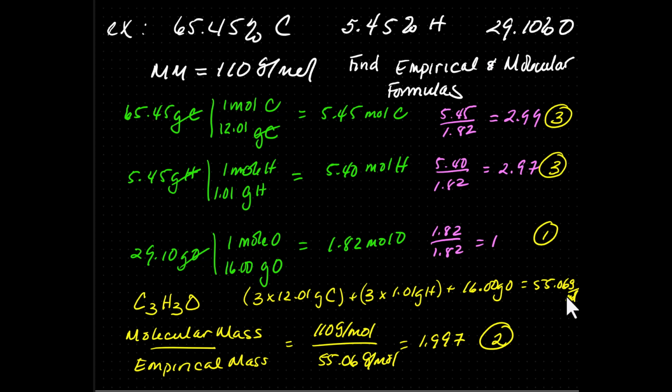Molecular formula is twice my empirical formula. So it's going to be C6 because it's 3 times 2, H6 because it's 3 times 2, O2 because it's 1 times 2. So it's C6H6O2. My molecular mass is twice the mass of my empirical formula.